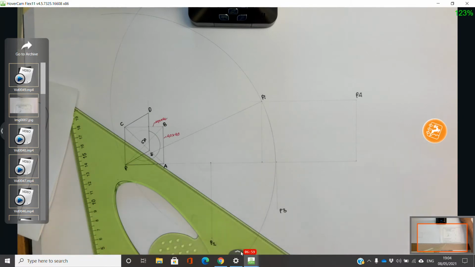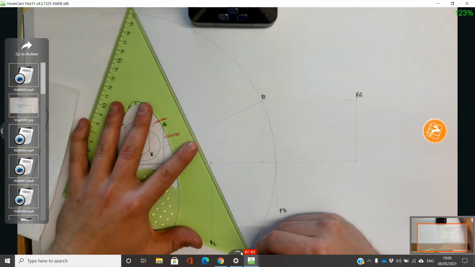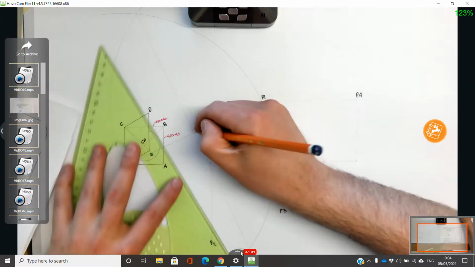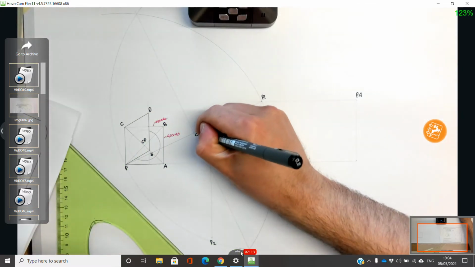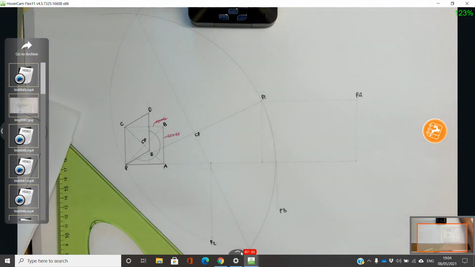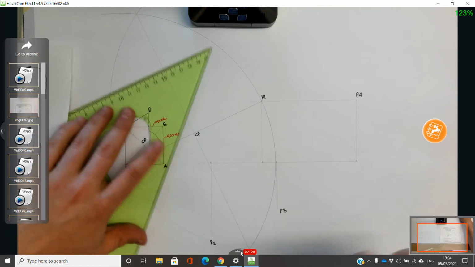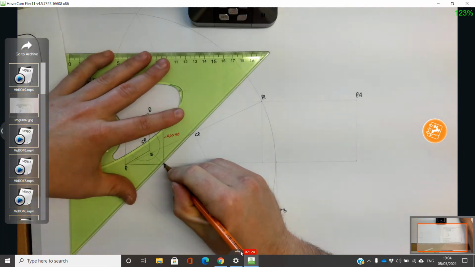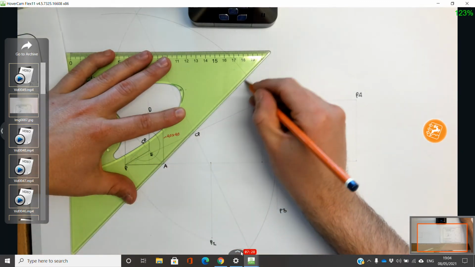Now, we can join where the arcs intersect to find the center point of symmetry. So here's the center point of symmetry where the arcs intersected. So all the points move the same distance about that center point, right? So we're going to do point A. So I'm going to put my set square on A. I want to draw a line through the center point of symmetry.